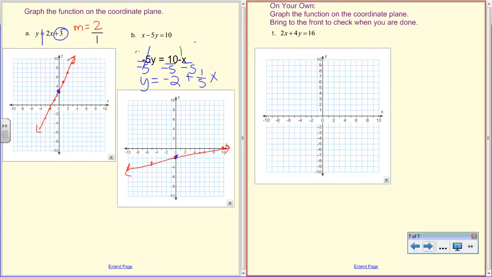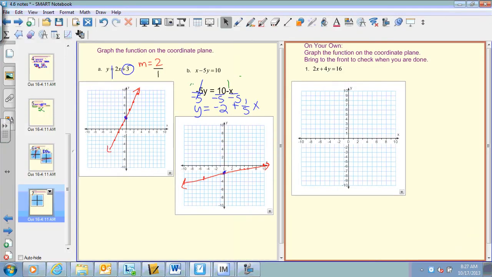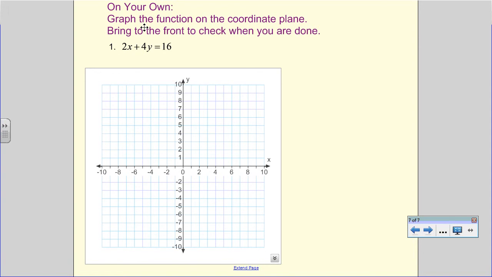Ladies and gentlemen, I'd like you to try this on your own. You're obviously going to have to solve for y. When you're done with that, guys, you're going to do page 244. You can write that in the assignment line once you've raised your hand and have checked your graph. Numbers 15 through 51 multiples of 3, which means you're going to skip every other problem.